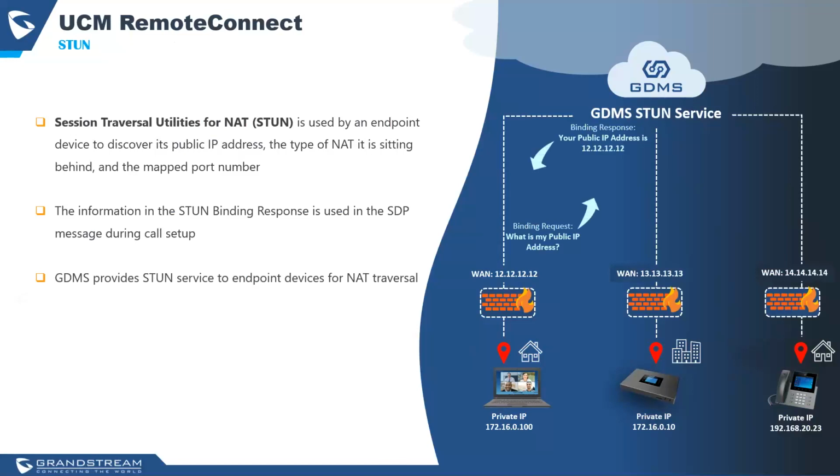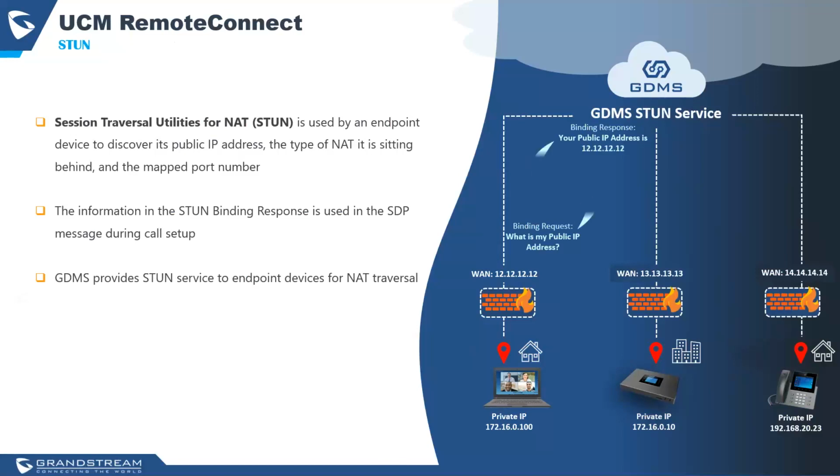Using either WebRTC, an IP phone, or the UCM itself, the endpoint devices send a binding request to the STUN server. It's like asking, hey, what is my public IP address? Because when devices are located behind NATs, there's no way for them to know what is the public IP address they are sitting behind. And one of the mechanisms that allows them to do that is STUN.